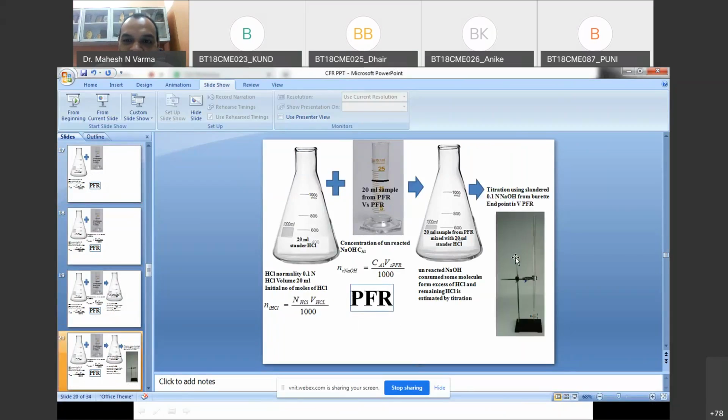Now when I am adding this NaOH, both will compete for reaction with NaOH, HCl as well as ethyl acetate. And if you see this acid-base titration, this is a very fast reaction. NaOH and HCl, the kinetic constant is almost infinity. So this is an infinitely fast reaction. As soon as you drop this NaOH, it will react with HCl only.